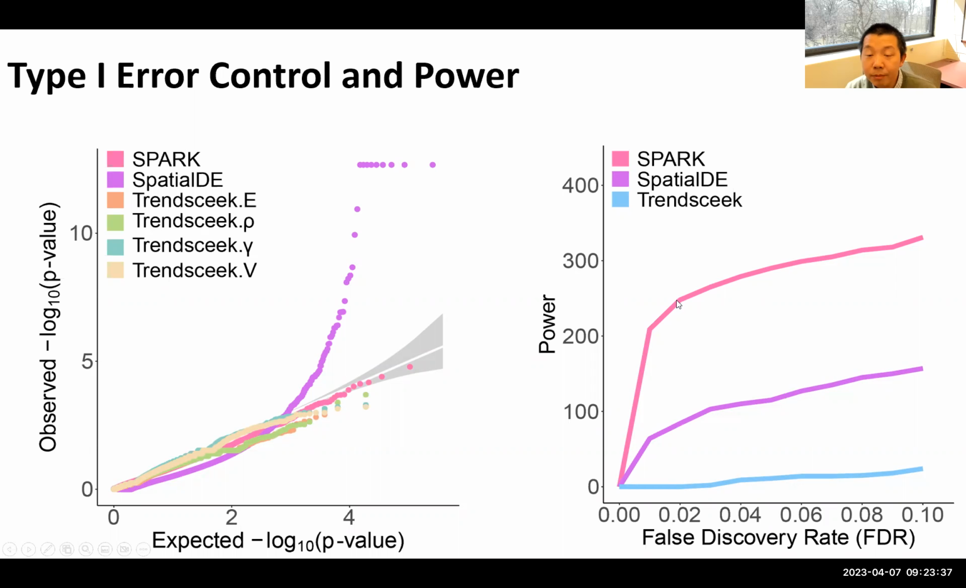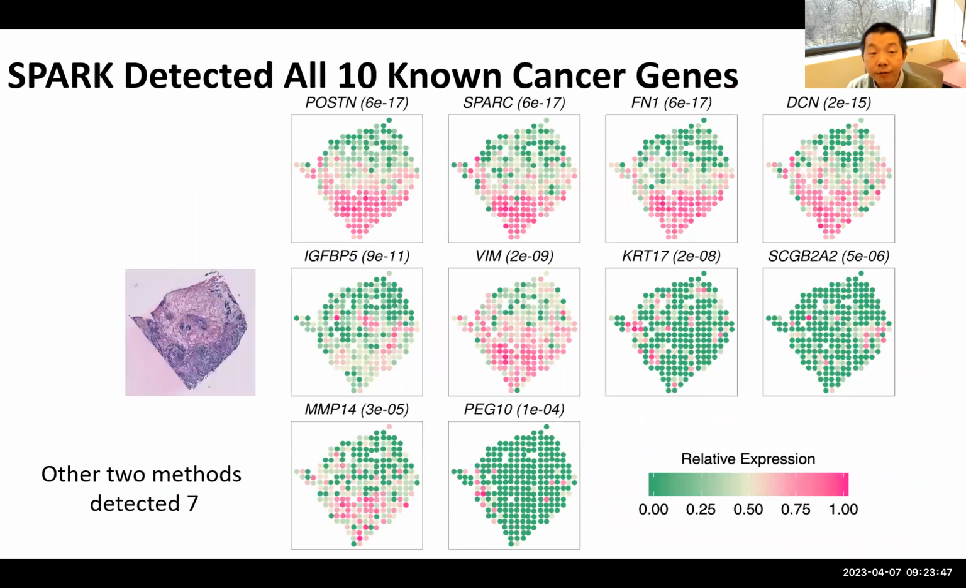So we decided to carefully examine all the genes detected by our method versus other methods, to make sure that we are actually detecting true biological signals. The first thing we did was to look at the original study. In the original study, they emphasized 10 known cancer genes, and so we looked at how many of those 10 cancer genes we can detect.